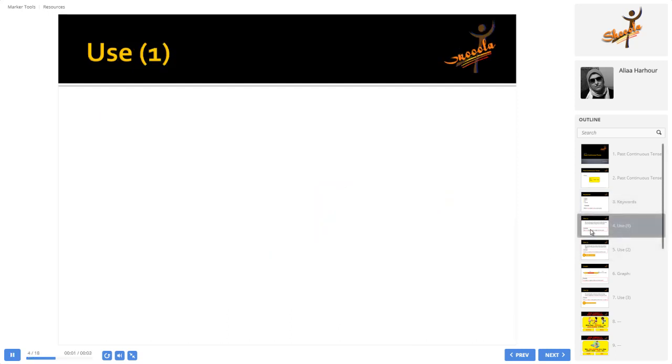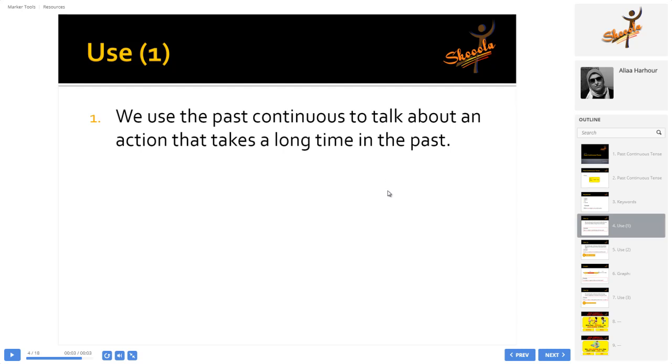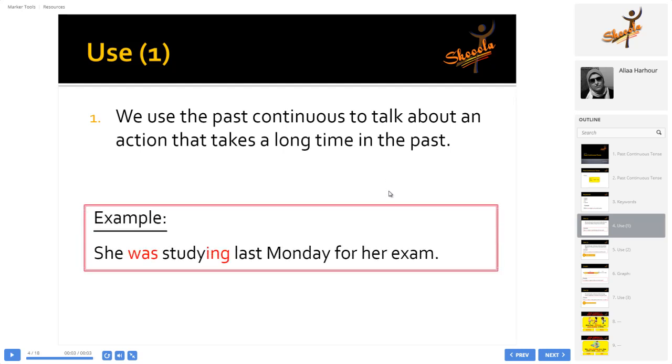Do we have another use? Yes, we have more than one use. Let me start with the uses here. Okay, use number 1, we use the past continuous tense to talk about an action that takes a long time. Is it all the time I find while and when and as and just as? No. Most probably you find these keywords, but sometimes if I'm talking about a certain action that started yesterday and I want to talk about an action in between that takes a long time but it was not interrupted.